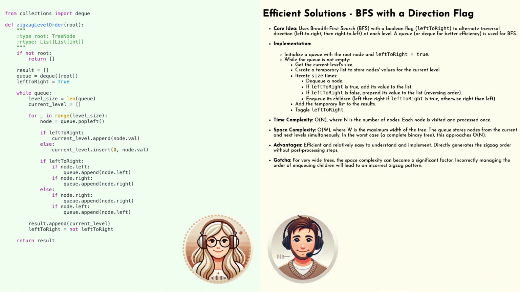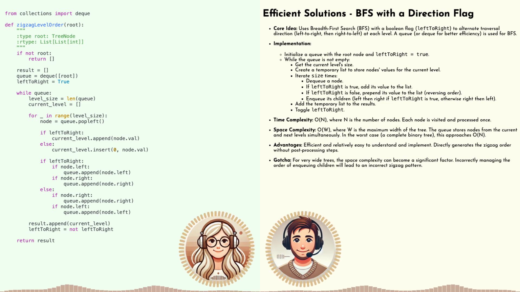It really is. And the beauty of this approach is that it integrates seamlessly with the standard BFS algorithm. You're just adding this tiny bit of logic with the flag to get the desired zigzag order. Exactly. Okay, that's one pretty neat solution. What are some other ways we could achieve this zigzag traversal?